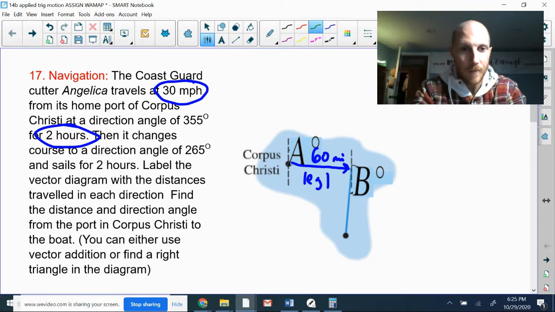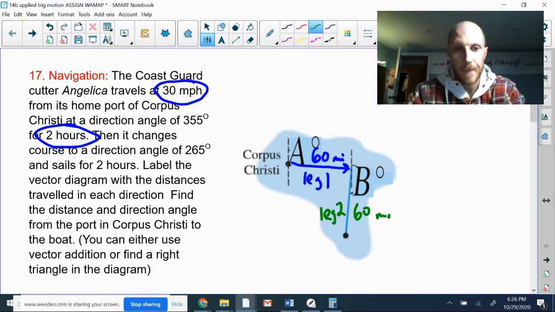And then it changes course. Call this leg two. Direction angle of 265 degrees and sails for 2 hours. Same speed, 30 miles an hour, 2 hours. This is also 60 miles.